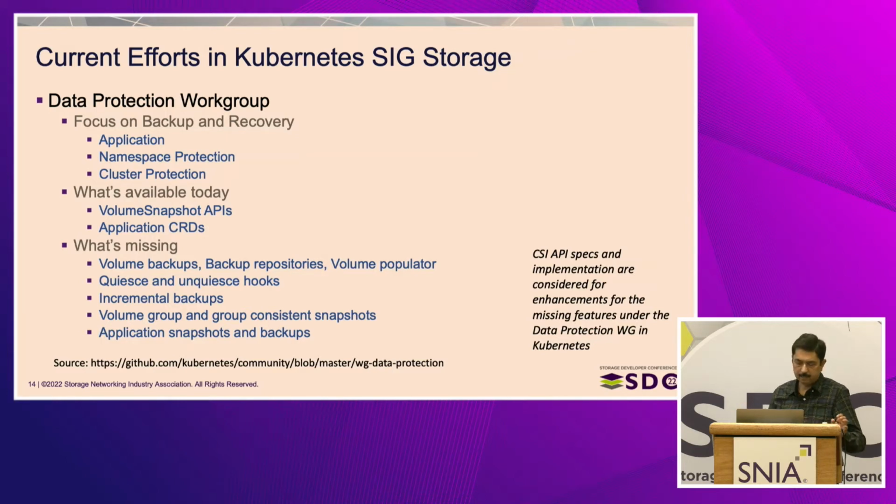And the third one is cluster protection. The whole Kubernetes cluster, you want to back up and restore elsewhere. So that is their objective. And where they are today, right now they have the volume snapshot API, which allows you to snapshot a particular volume within the same location. Basically, as you know, a snapshot is within the same storage system. So that is what is available today.